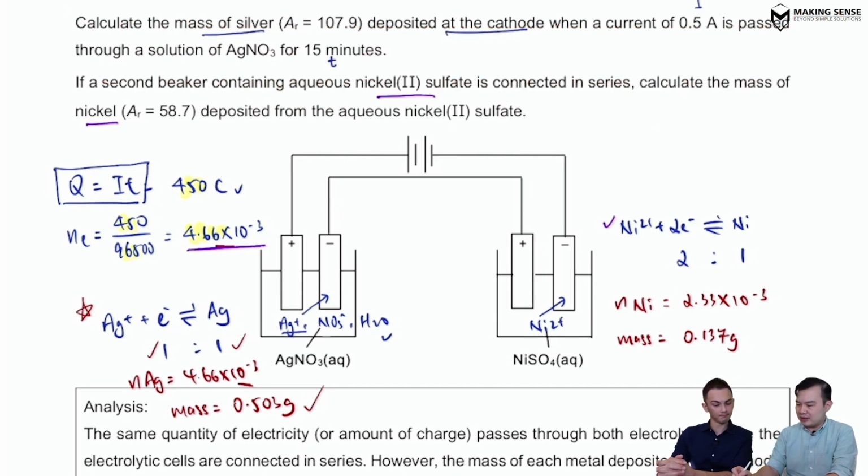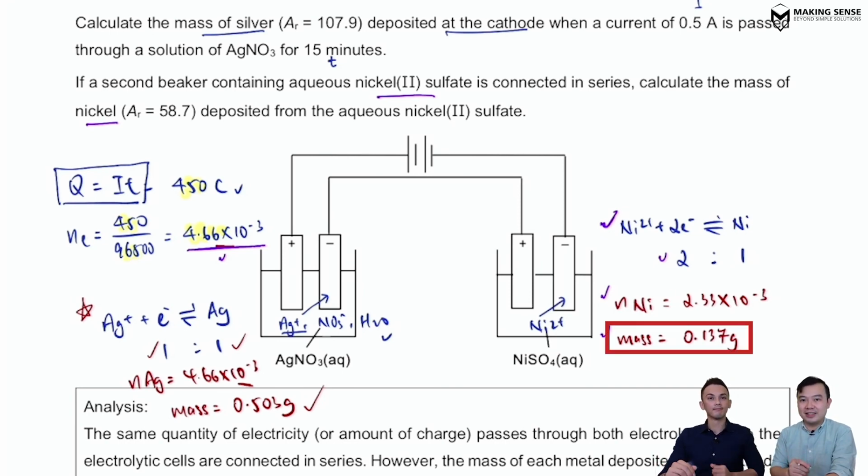So what we're going to do, same as what Mr. William said, is write out the half equations, because I want to take a look at the mole ratio. We already know that the number of moles of electrons is 4.66 times 10 to the power of minus 3, and we want to find the mass of the nickel. So I must use stoichiometry to find the number of moles of nickel first, and then multiply by the atomic mass to find the mass eventually. The learning point for this question is that the number of moles of electrons transferred for any electrolytic cells in series will always be the same.